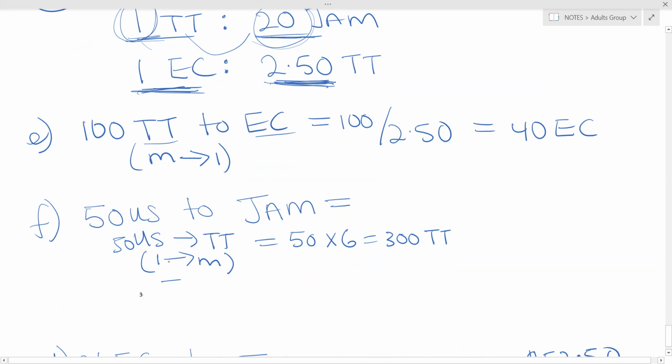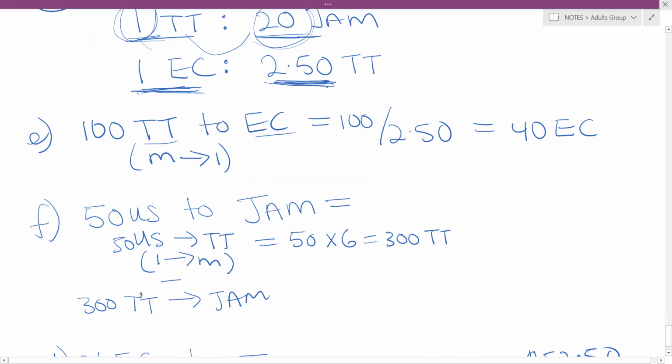What's the conversion for TT to Jamaican? So 300 TT to Jamaican. What's the Jamaican to TT? So we're going Jamaican to TT, one to many or many to one? Many to one. Awesome. So we know that now we have to divide it. So 300 is going to divide by my 20, which is 15, I believe. Yeah, 15 Jamaican.